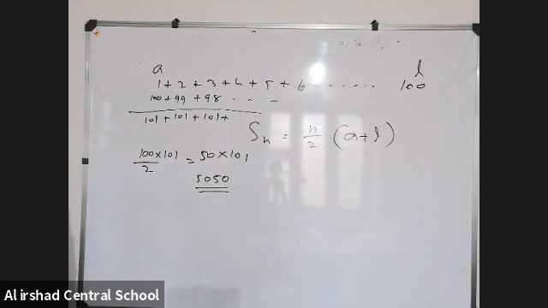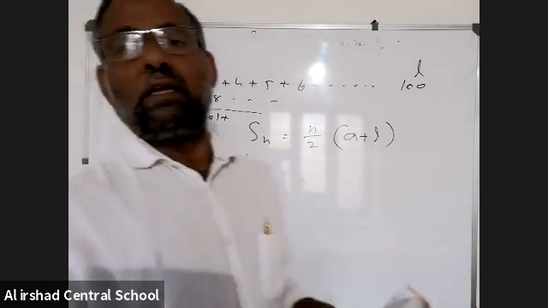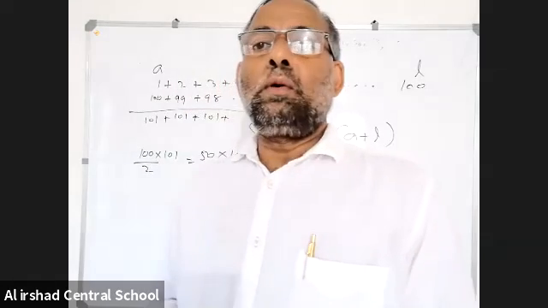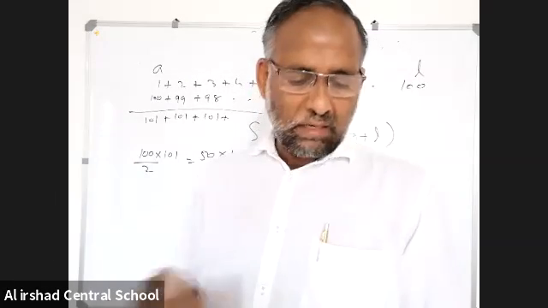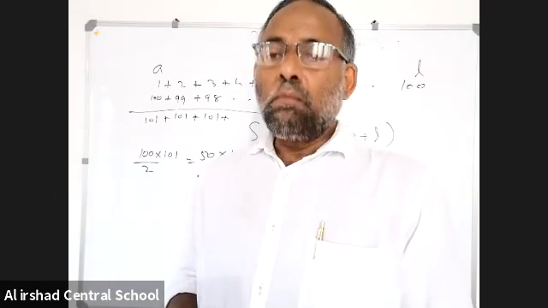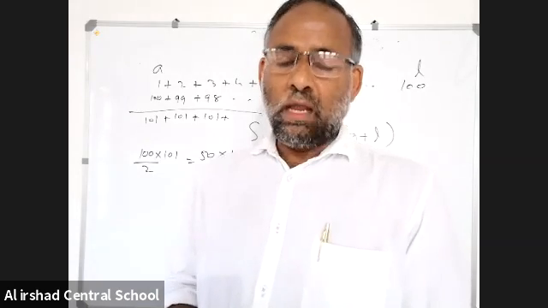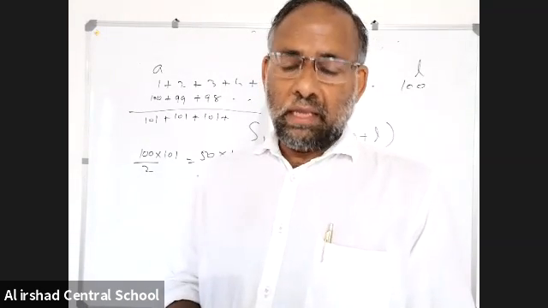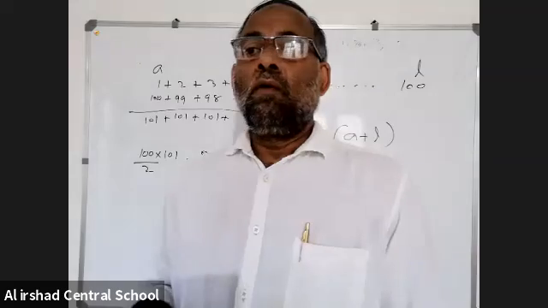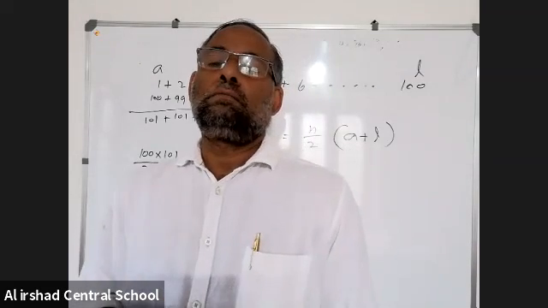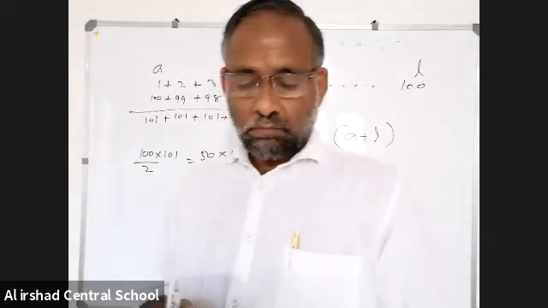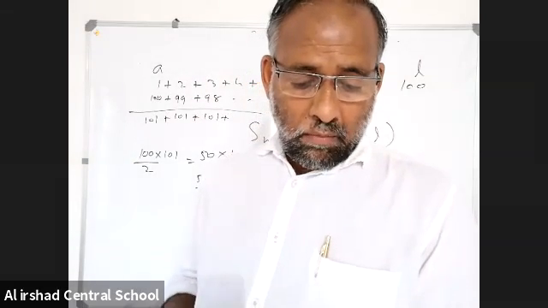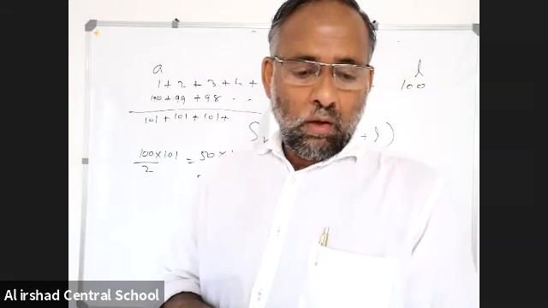Did you understand? Did you understand the reality? Yes, sir. Did you get the formula? What is the formula? N by 2 into first term plus last term. One more formula is there. This is the second formula, but here we have to get the first term, last term and N also. Okay. Now, sum of the first n terms of an AP. All of you, please listen.